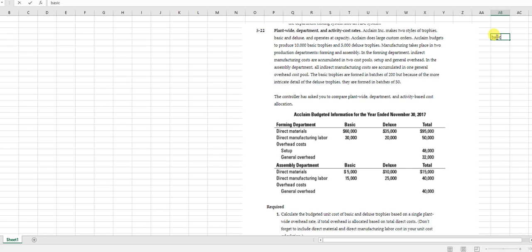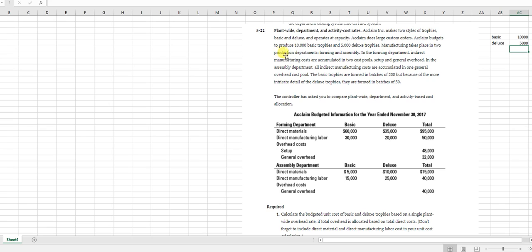So I have basic and I have deluxe, and I would like to keep track of the 10,000 and the 5,000. I always write things down separately so I don't lose track of them. So we are at capacity. You can circle that, write that down.